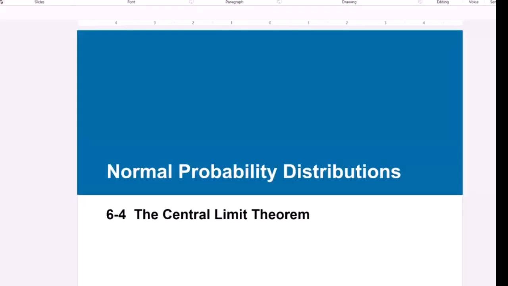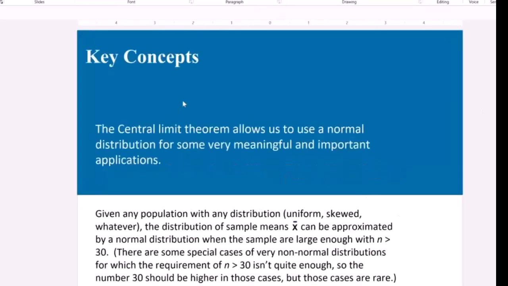Welcome to normal probability distribution 6-4, the central limit theorem. Key concepts. The central limit theorem allows us to use a normal distribution for some very meaningful and important applications.